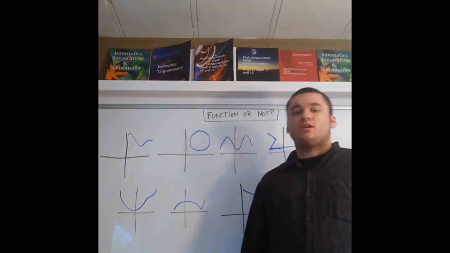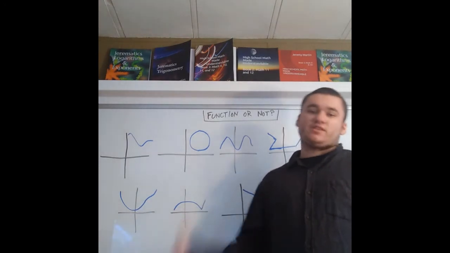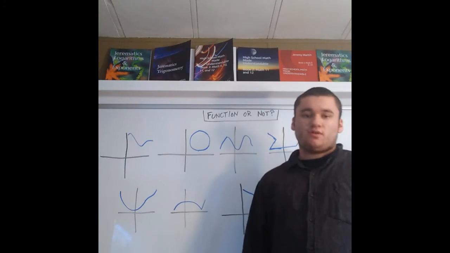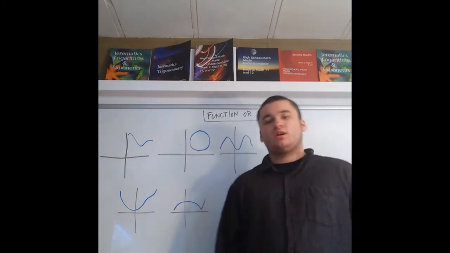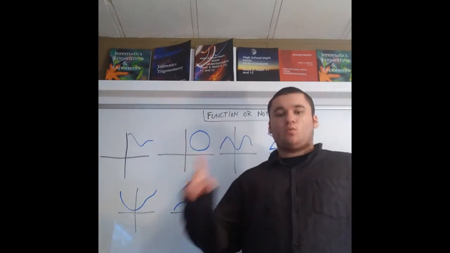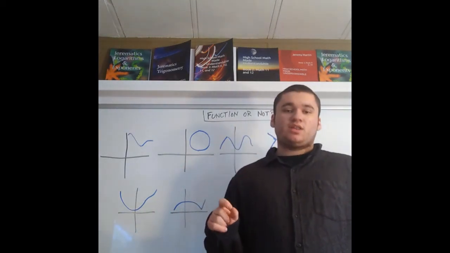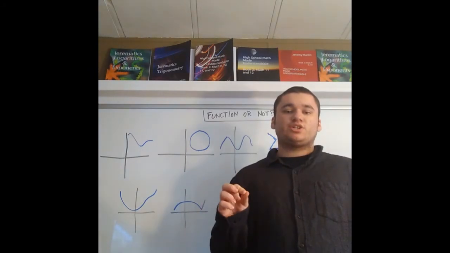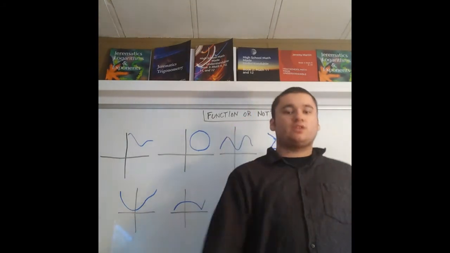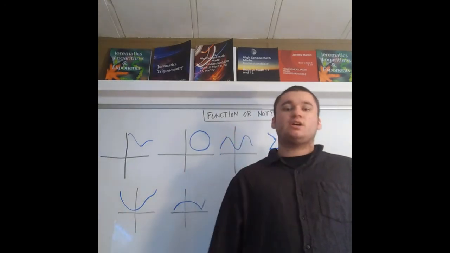The vertical line test is used to determine whether or not the graph is a function. And as you already know, a function is a special kind of relation in which one input only gives one output. So this means that if you put in something inside the function, it should only give you one unique value as an output. You shouldn't get two outputs, because if you get two outputs for one input, then it's not a function.